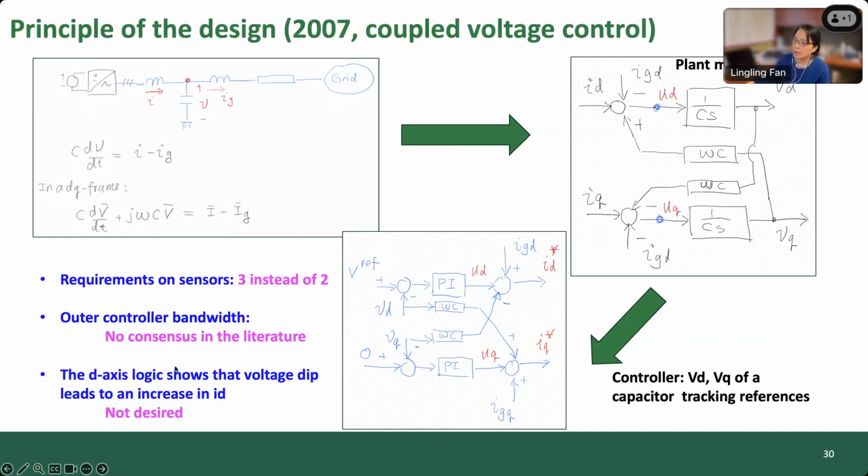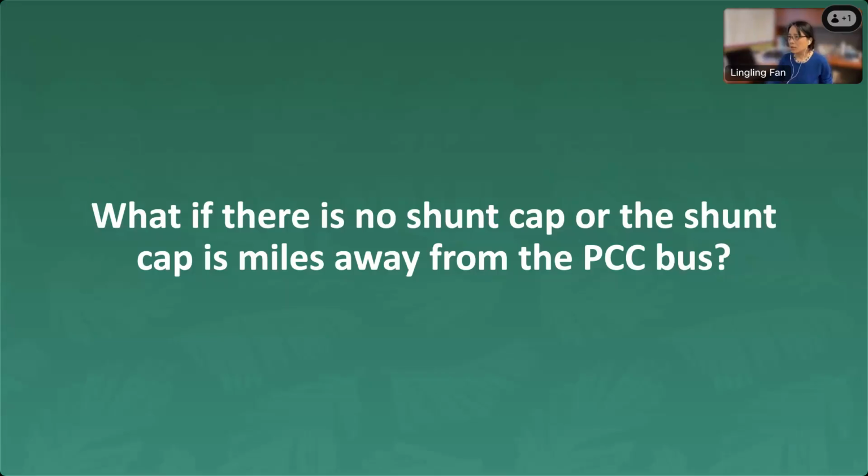And then another thing, let's check. The DX logic shows that the voltage dip leads to an increase in current. Look at that. If we have a voltage dip, then the current again will increase. And actually in grid operation, like I said, this is not that desirable in the weaker grid. All right, so let's move on to the brainstorming.